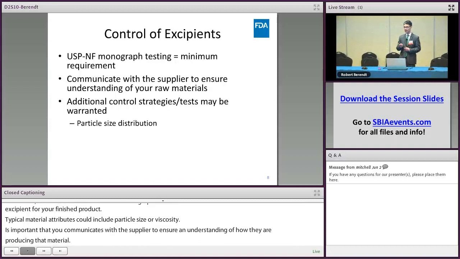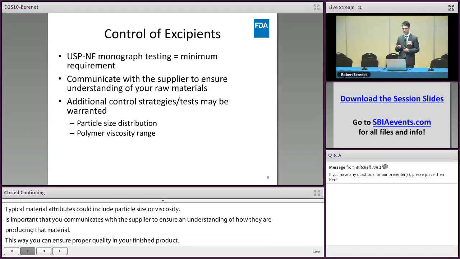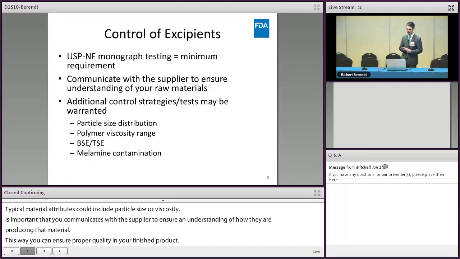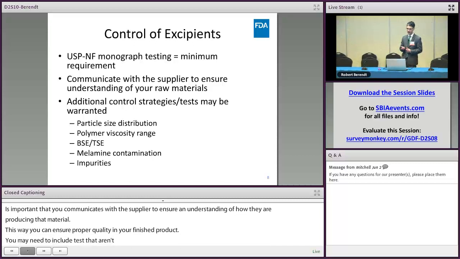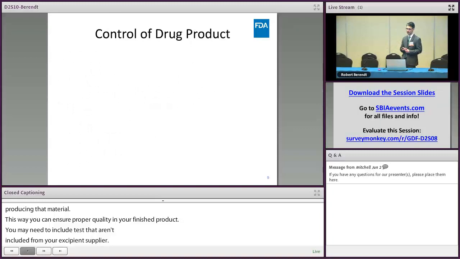So you may need to include tests that aren't included on the COA of your excipient supplier. For instance, particle size distribution, polymer viscosity, and then other tests including certification for BSE, TSE, melamine contamination, or tests for other impurities.